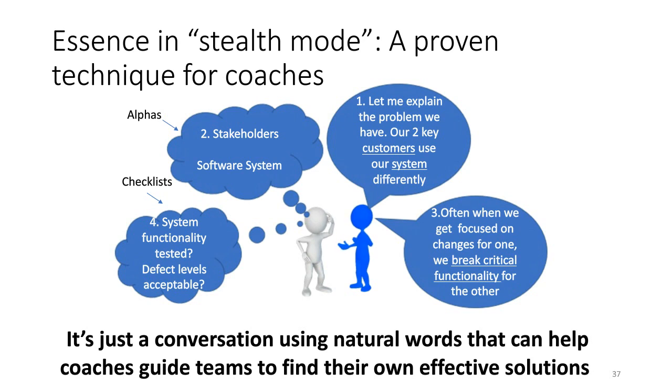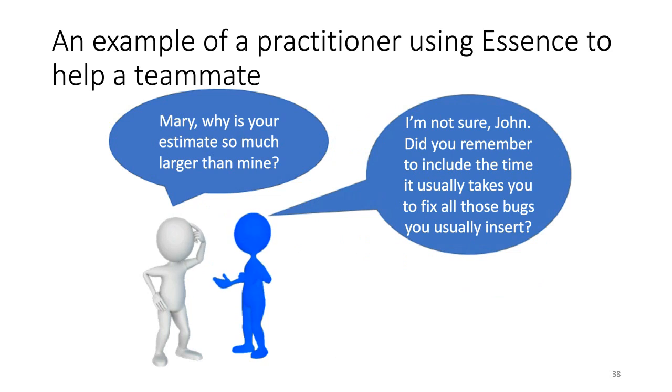Now let me give you another example showing how a practitioner can use essence today to help a teammate with a common situation. And this example is an estimating example. In this situation, what you see on the slide, one teammate, John, is asking his teammate, Mary, why her estimate for a task is much larger than his. In this case, Mary reminds John that he needs to make sure he remembers to add in his rework time, the time to fix the bugs that he usually installs.